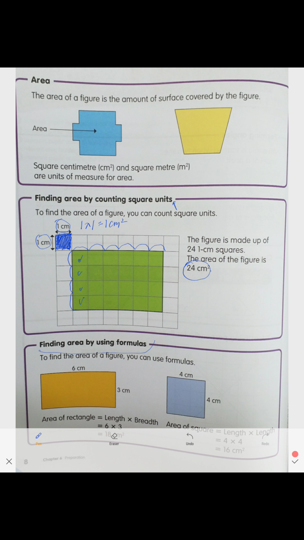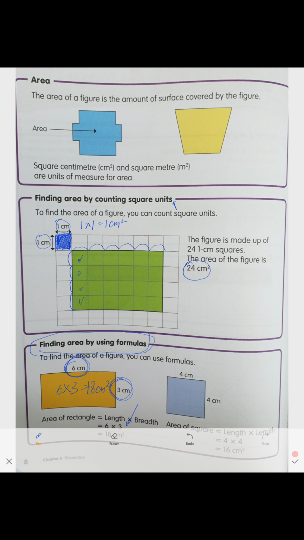And they tell us over here, finding area by using formulas, right? If we have a rectangle and the rectangle has sides of 6 and 3, its area will be 6 times 3, 18 square centimeters, right? Probably you cannot see it over here.